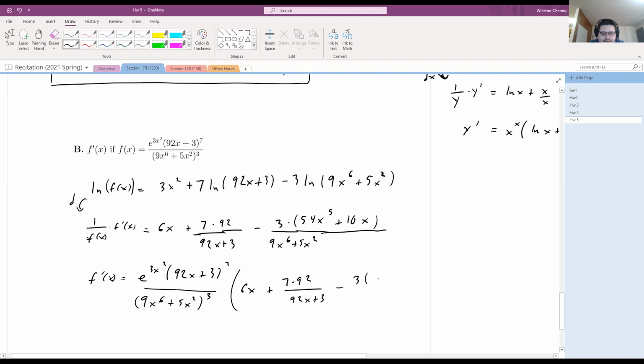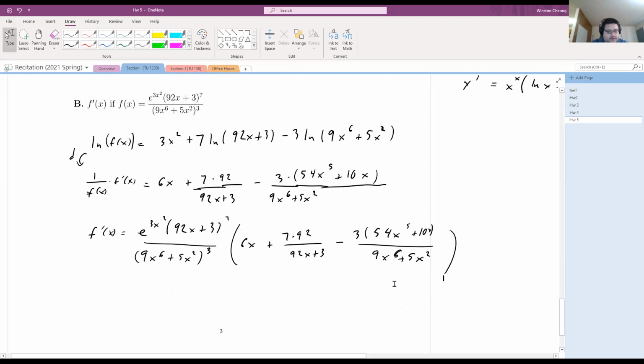And I wouldn't bother calculating any of these numbers. It doesn't seem worth it. And then of course close off that big set of parentheses. And so that's it.